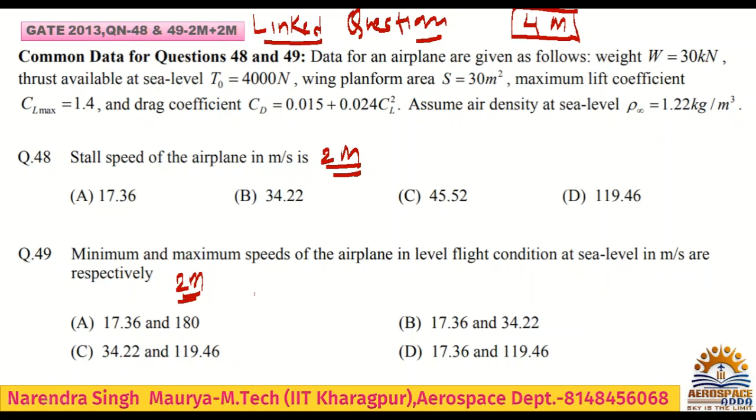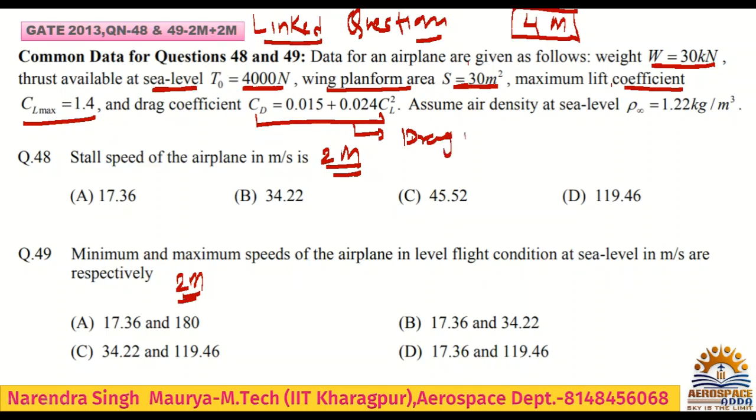Right, now we'll solve this problem. The data for an airplane are given as follows. Weight is 30 kilonewton. Thrust available at sea level is 4000 Newton. Wing planform area is 30 meters square. Maximum lift coefficient CL max is given. Drag coefficient CD, this is called drag polar. Many times I have explained this. Assume air density, it is given. First question is the stall speed of the airplane.